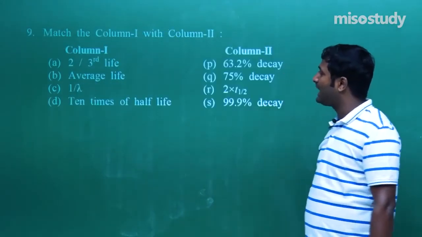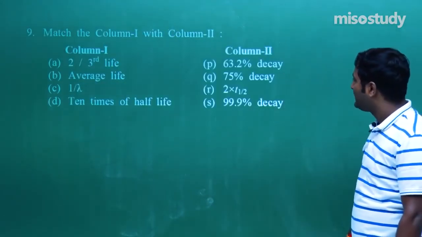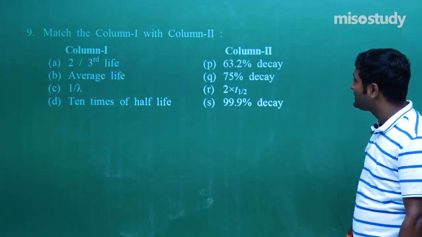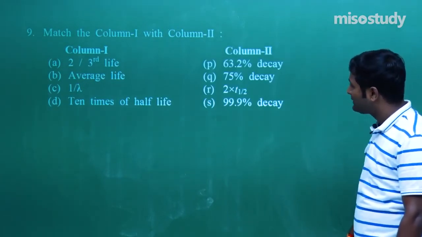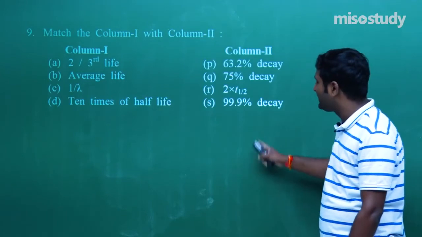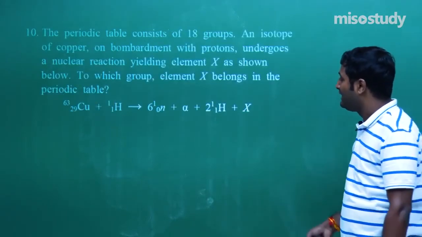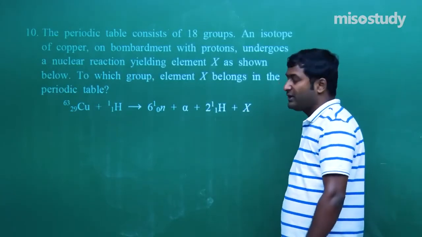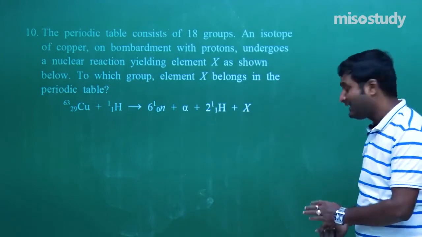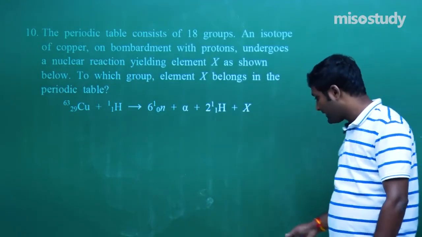Now for question number 9, what are the options? For A, that is Q and R. For B, that is P. For C, that is also P, and for D, that is S. Now for question number 10, X is Fe, which belongs to group 8. I think now you can easily solve such kinds of questions.